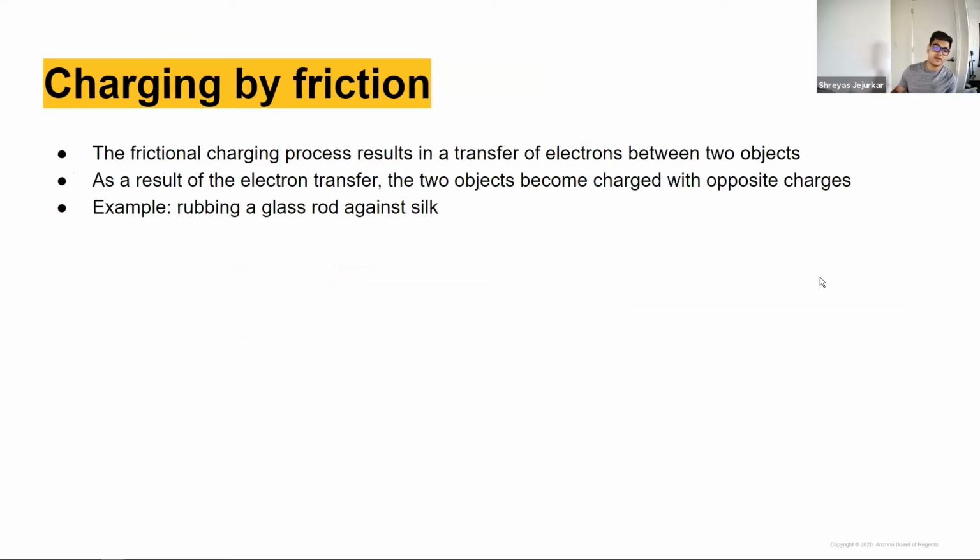So let's go over charging by friction real quick. The frictional charging process results in a transfer of electrons between two objects. And as a result of the electron transfer, the two objects become charged with opposite charges. So for example, rubbing a glass rod against silk charges both the glass rod and silk, where the glass rod becomes positively charged and the silk becomes negatively charged.